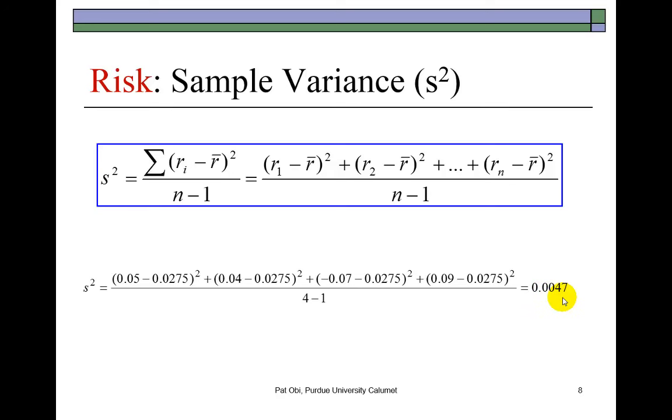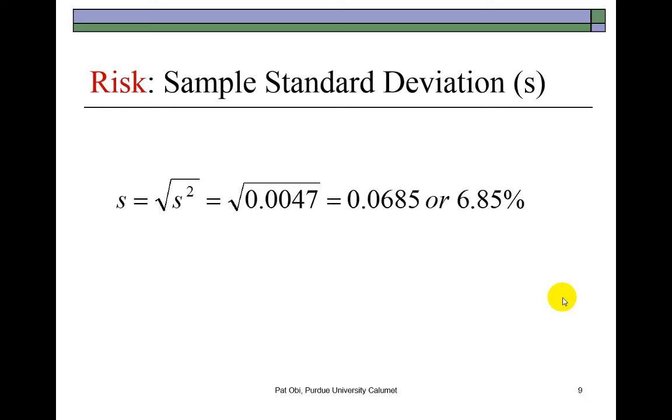The second is, if you want to impose a unit of measure, then calculate the sample standard deviation. Standard deviation is the square root of the variance, and as you know, this radical sign here is the power of 1/2, which knocks out this 2. So by taking the square root of the variance, you calculate the standard deviation and therefore are able to impose a unit of measure. So our final answer here is 0.0685 or 6.85%.